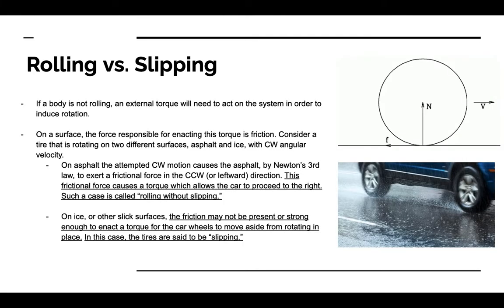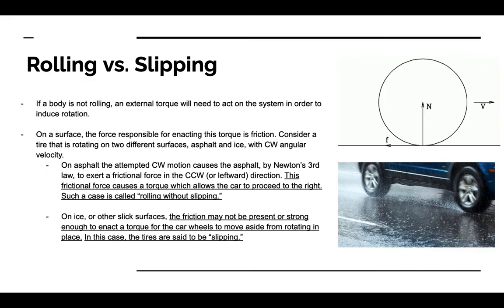So this brings up an interesting point. Now that we've talked a little bit about Newton's second law, or about torque, we can now use torque to distinguish between rolling and slipping. If a body is not rolling, say we have a tire that's at rest, an external torque will need to act on the system in order to induce rotation. So like Newton's first law, an object at rest will remain at rest.